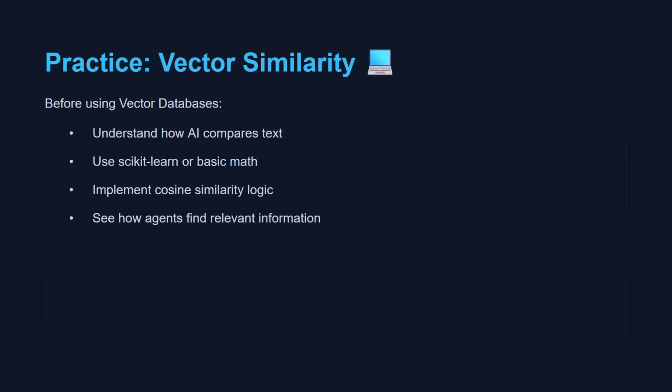Before using the vector database, there are a few things you have to keep in mind. You have to understand how AI compares text, how to use scikit-learn or basic maths, and then implement cosine similarity. This is optional, since normally it's taken care of by the tool itself, but it's better to have knowledge of this, and then see how agents find relevant information.